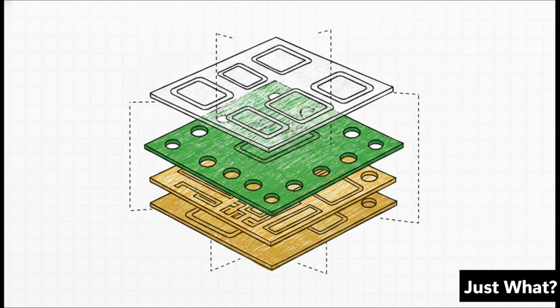Speaking of all of these floors in our building, that brings us to element number 4, the board's layer stack. A PCB is basically a high-tech sandwich of different materials. You've got your top and bottom copper layers for outer routing.